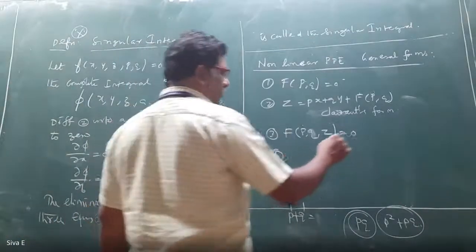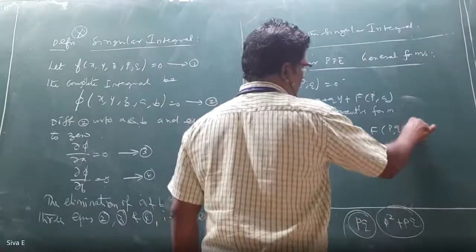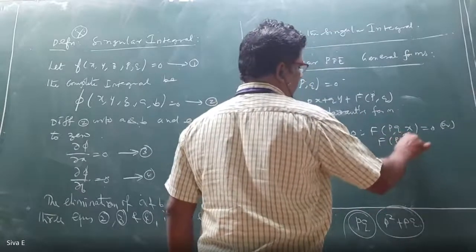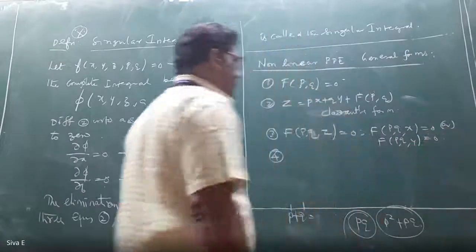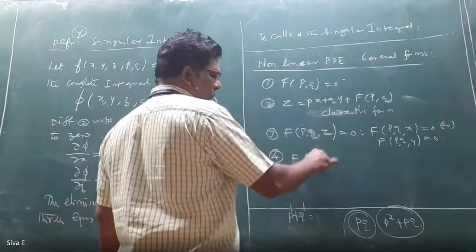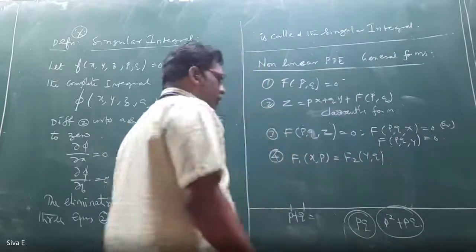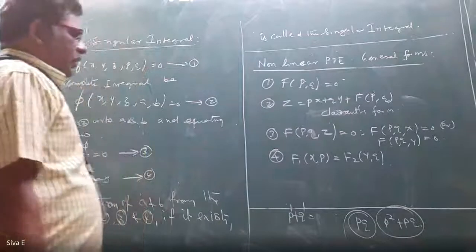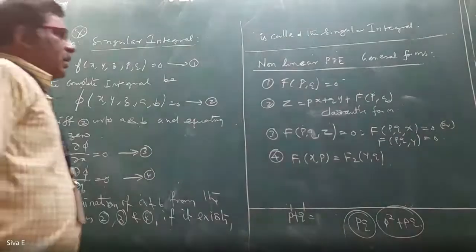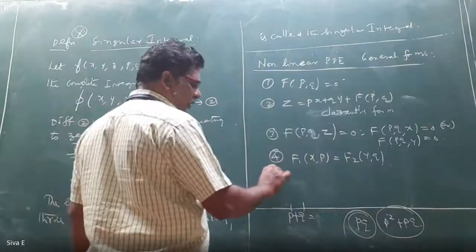Fourth one, f of p comma q comma x equal to 0 or f of ... So these are the standard types of the first order nonlinear PDE.